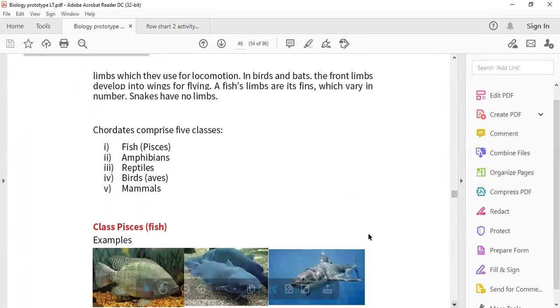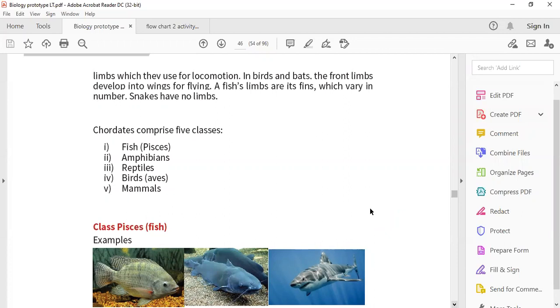Now, limbs are used for locomotion. In some organisms in this group, like birds and bats, they have hind limbs and fore limbs. If you look at your body, what you call your hands, we call fore limbs. What you call your legs, we call hind limbs. So this should not confuse you.